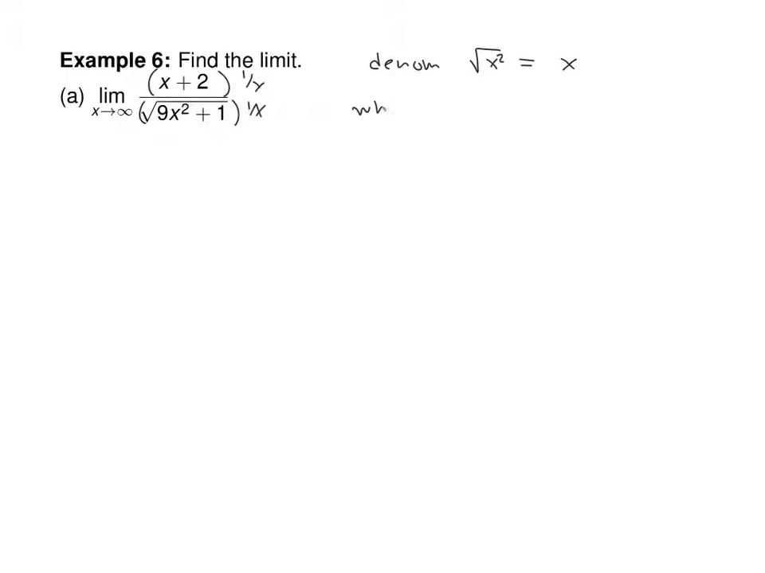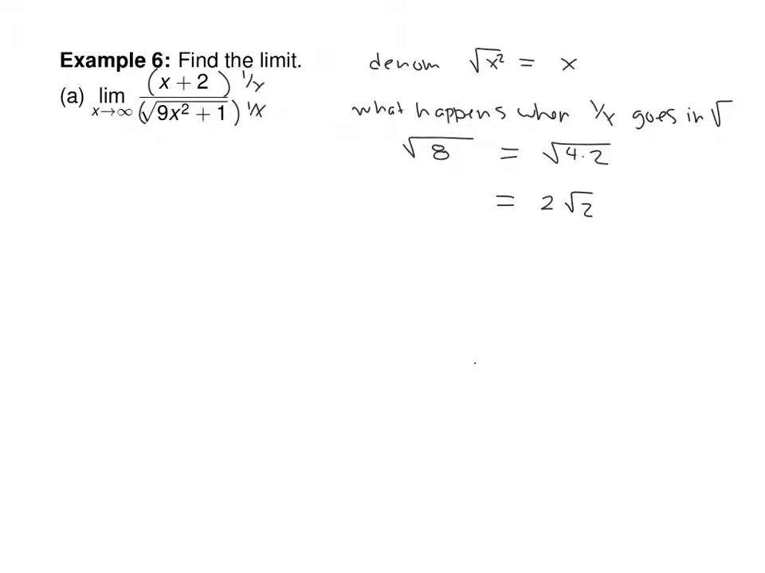So the question is, what happens when 1 over x goes in the square root sign? If you know, don't answer yet. That's related to what happens if you take root 8. Simplify that. You say 8 is 4 times 2, right? Which reduces to 2 root 2. It's not a great example, but what happened to the 4 when it came out of the root?